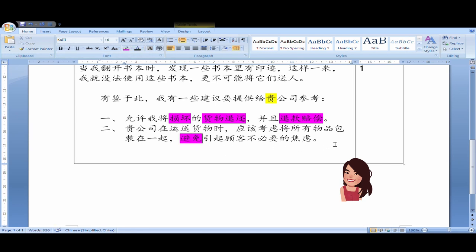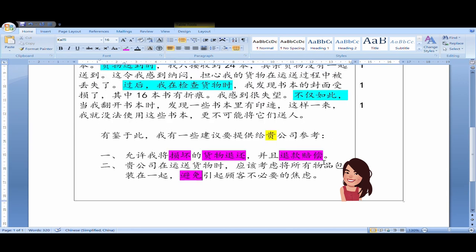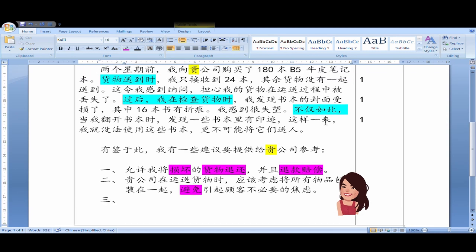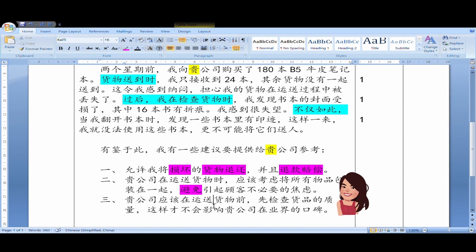so it can avoid the most unnecessary anxiety over not receiving the goods. These phrases are quite used when we want to complain about services, especially with online shopping. The third tip: I noticed that the covers are spoiled, so I will talk about how they can handle this properly. The thing that the company should really take note of when they're sending their goods. So before sending their goods, the company should really inspect the goods quality so it will not affect their reputation in the field.